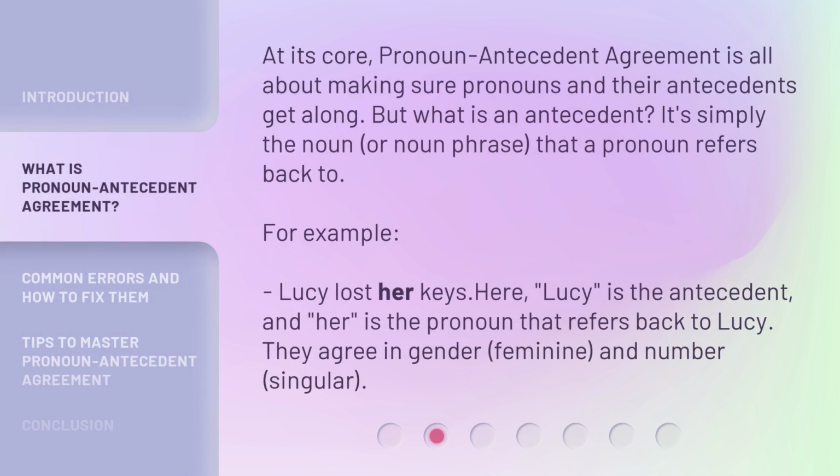At its core, pronoun-antecedent agreement is all about making sure pronouns and their antecedents get along. But what is an antecedent? It's simply the noun, or noun phrase, that a pronoun refers back to. For example, Lucy lost her keys. Here, Lucy is the antecedent, and her is the pronoun that refers back to Lucy. They agree in gender, feminine, and number, singular.